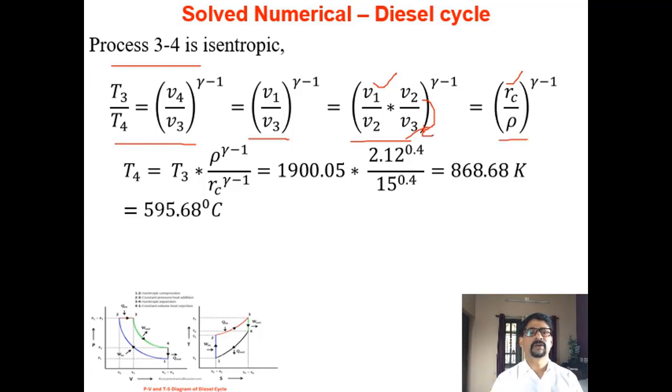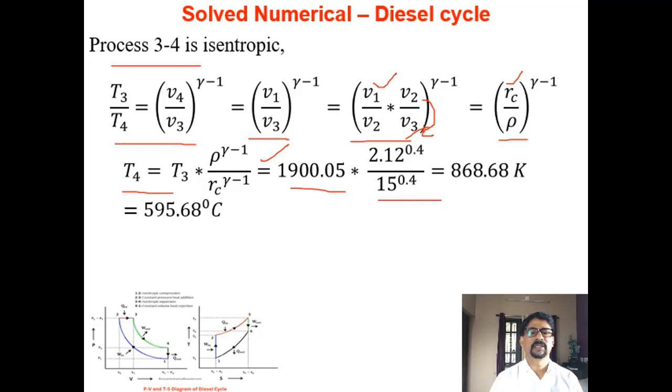Though I used this formula in previous problems also, I am repeatedly using the entire line because you should become familiar with this step. Otherwise I can directly write T3 by T4 is equal to RC by rho to the power gamma minus 1. But I want to show you how to simplify and get that step, so that even if you are not able to remember it in the exam, it can be generated on the spot if you know the property relationship for the isentropic process. So you can write T4 is equal to T3 into rho to the power gamma minus 1 divided by RC to the power gamma minus 1. Substitute for T3, rho, RC and gamma.